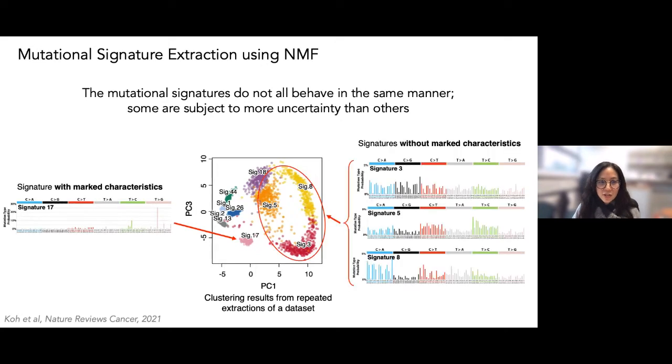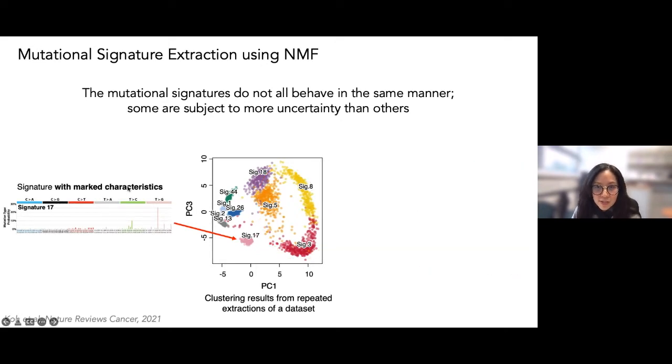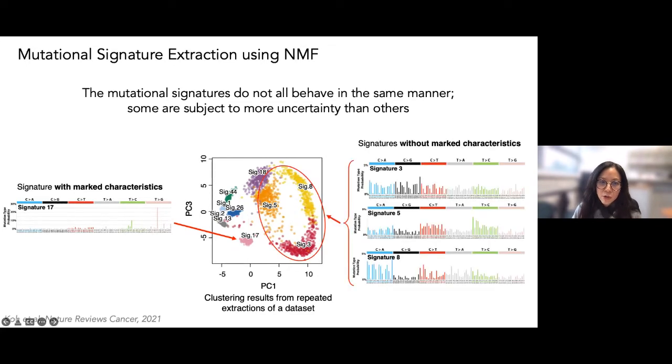So here's a signature that has particularly prominent features. It's got tall peaks at specific trinucleotide contexts. It's very clear, it's very dominant. And so if I run that signature extraction 1,000 times and I plot it, I find that that signature forms this lovely discrete cluster because it's very easy to extract. It's a very clear signature. By contrast, if you look at these signatures, they form this almost ring that can sometimes be miscalled for each other.